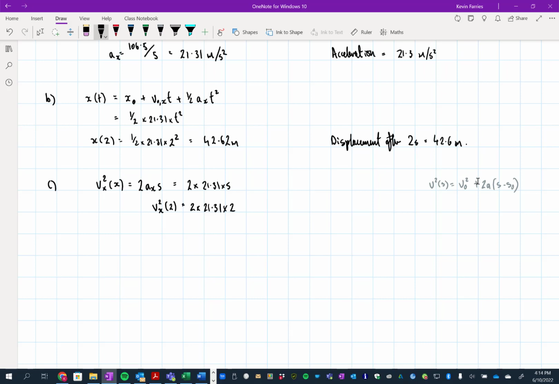So that is equal to, and then we could just figure it out. So let's just do it all in one go. We'll just get rid of the squared, so we take the square root of both sides. Root of 2 times 21.31 times 2 is going to be equal to 9.23 meters per second when it's travelled 2 meters.